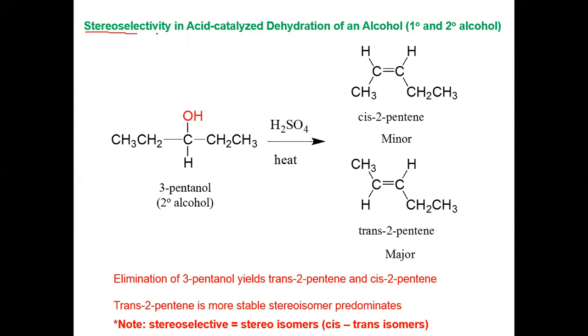Stereoselectivity. Tadi regio, ini stereo pula. Apa kejadahnya ni? So stereoselectivity is when the isomer is in form of a cis dengan trans. So it involves primary and secondary alcohol. So primary and secondary alcohol, bila dia convert jadi alkene, there's a possibility to form a cis and trans isomer.